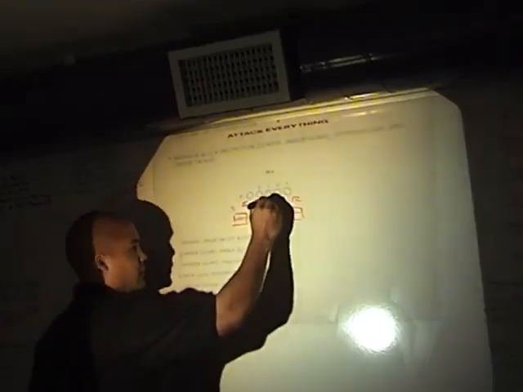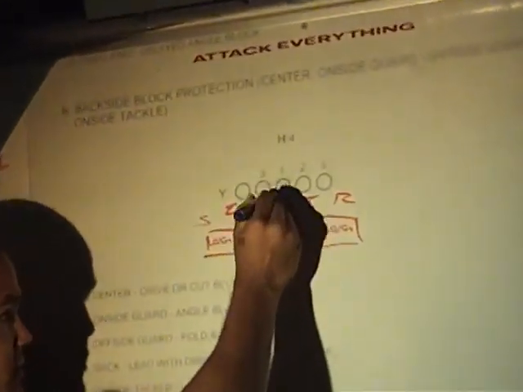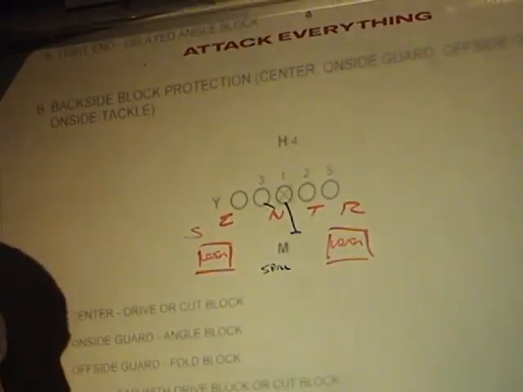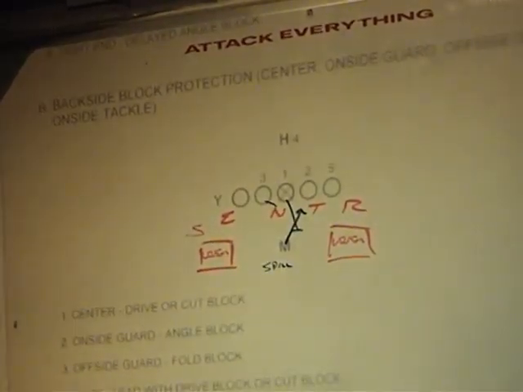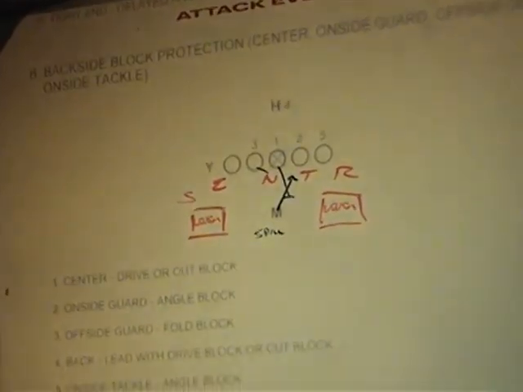Okay. The center here again is number 1. Any type of drive or cut block. If I were to get something like this here, I'm going to play off of that. I'm going to play right through his throat with outside in leverage on that A gap. My outside arm and leg free.